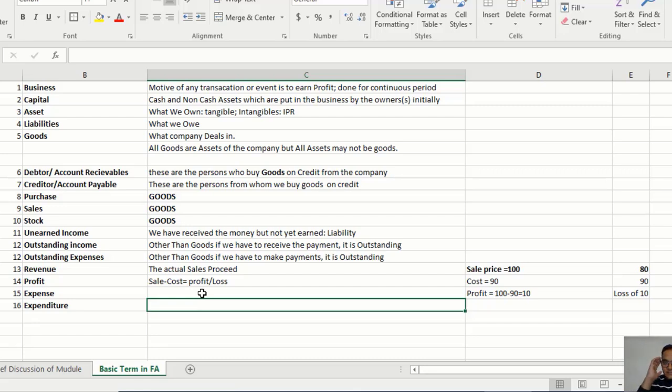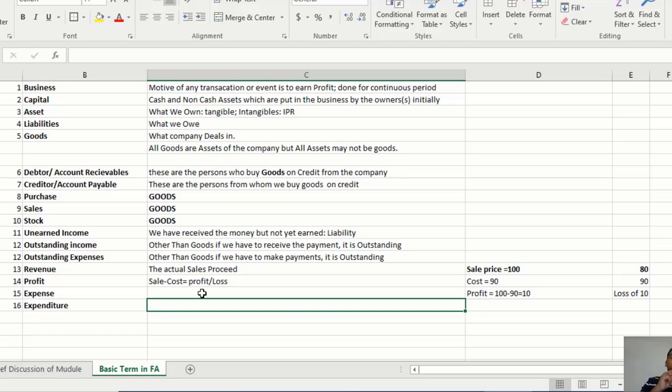Now, in general terms, understand this. Whichever is heavy is expenditure. Expense is a little lighter. Expenditure is very heavy. So if you buy machinery, expenditure. If you buy an air conditioner, expenditure. If you buy popcorn in a cinema hall, expense. If you buy tea, expense.